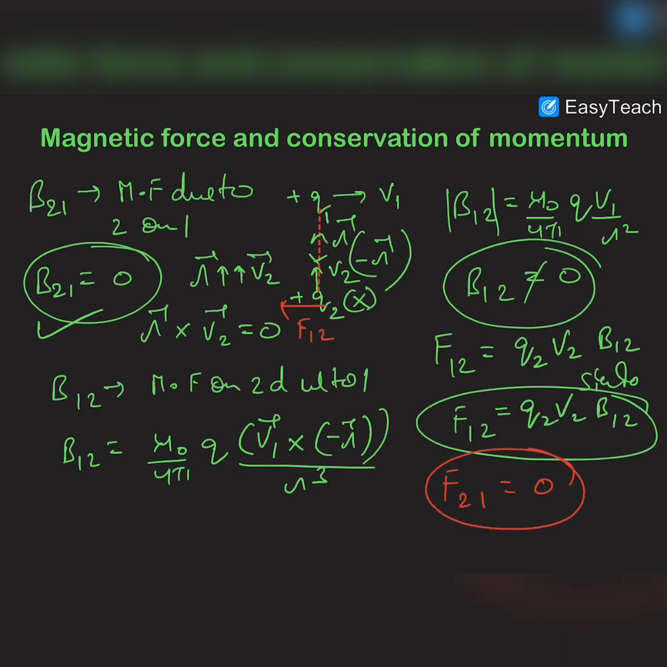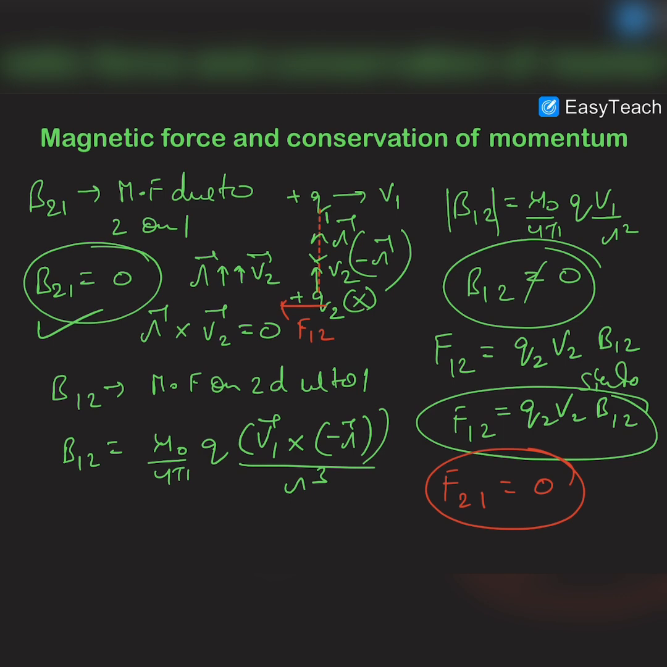So a question arises from this discussion: how is it happening that the force applied by 2 on 1 is 0, and the force applied by 1 on 2 is non-zero? This is not obeying Newton's third law, because Newton's third law states that internal forces are equal in magnitude and opposite in direction. But these forces are not obeying Newton's third law.